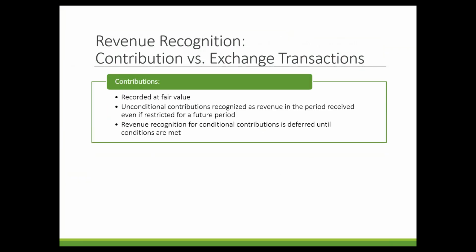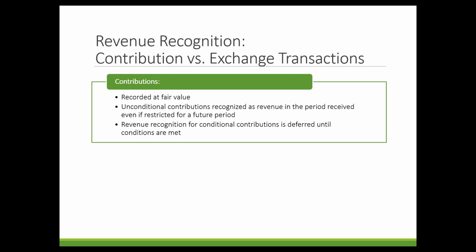Why is this all important? Well, contribution and exchange revenues have different revenue recognition principles. For contributions, FASB generally requires measuring contributions received at the fair value of the assets or services received or promised, or the fair value of the liability satisfied.